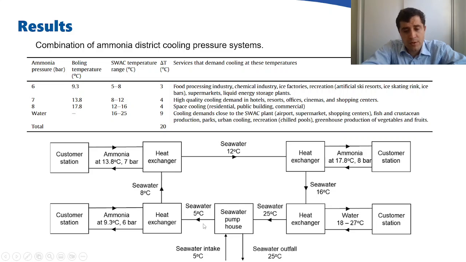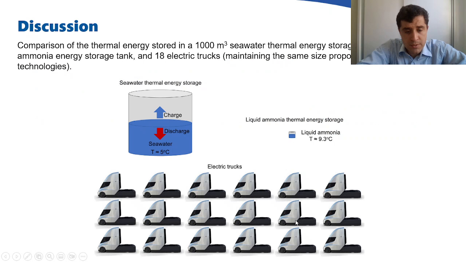This system, for example, proposes several ammonia district cooling systems, one with 6 bar, 7 bar, 8 bar, and then you use the final potential for water cooling, for example, for green farms, vertical farming, other purposes.